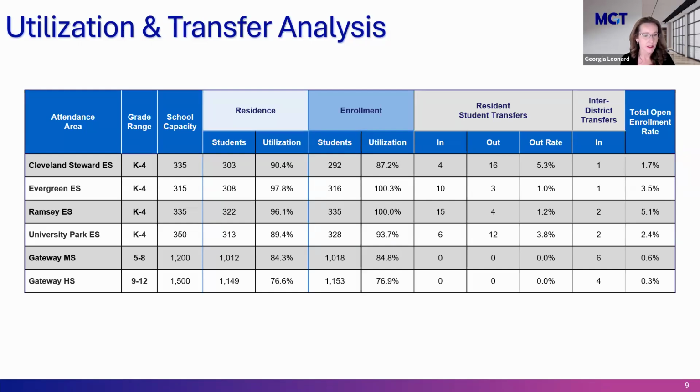For that particular facility. If we were to look at Ramsey, right now you're operating at about 100%, as well as University Park, about 93%.